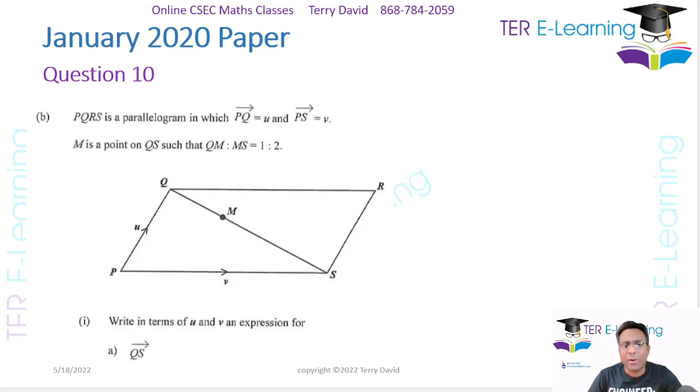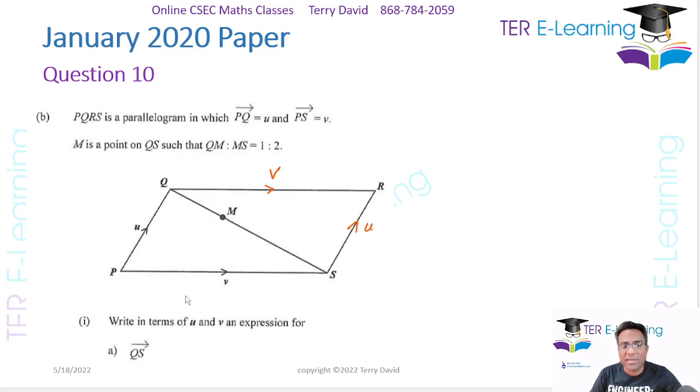The next part here now, we have a parallelogram, right? And they gave us PQ, PS. So they give us some information here. First thing we should do when you have a parallelogram: since this is V here, this here is also going to be V, and this here is also going to be U, right? So that's something we can tell from the diagram.